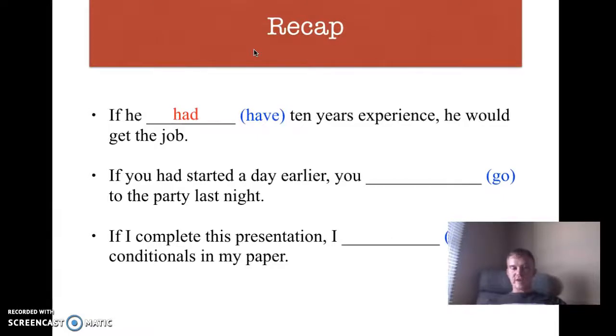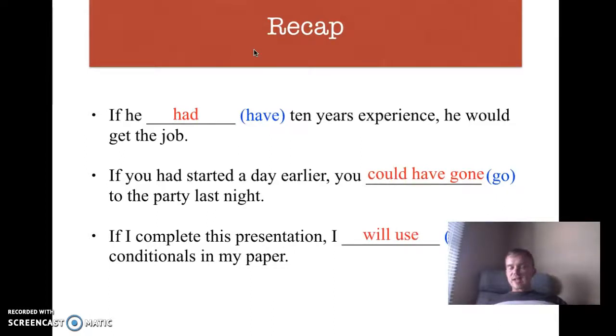But again, it's counterfactual. The next one, if you had started a day earlier, now this is the past perfect. Okay, if we have a past perfect there, it's probably going to be modal plus have plus past participle. You could have gone to the party last night. Okay, so hypothetical and in the past. For the last one, if I complete this presentation, we can see it's a present tense, so we're probably just going to use will.